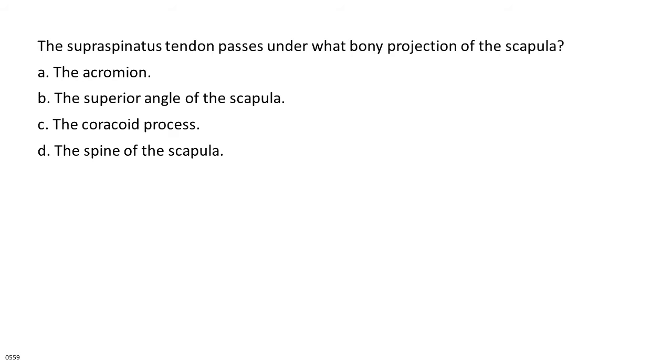The supraspinatus tendon passes under what bony projection of the scapula? A. The acromion. B. The superior angle of the scapula. C. The coracoid process. D. The spine of the scapula.